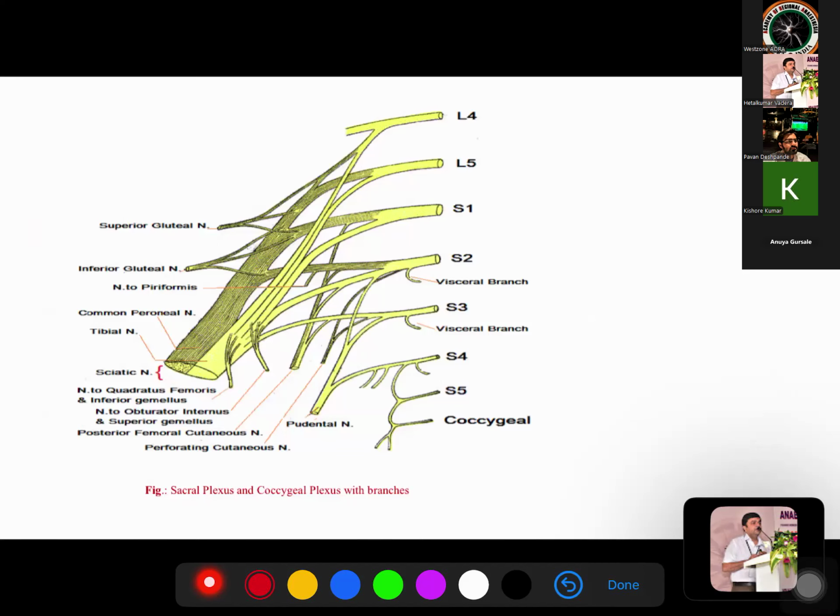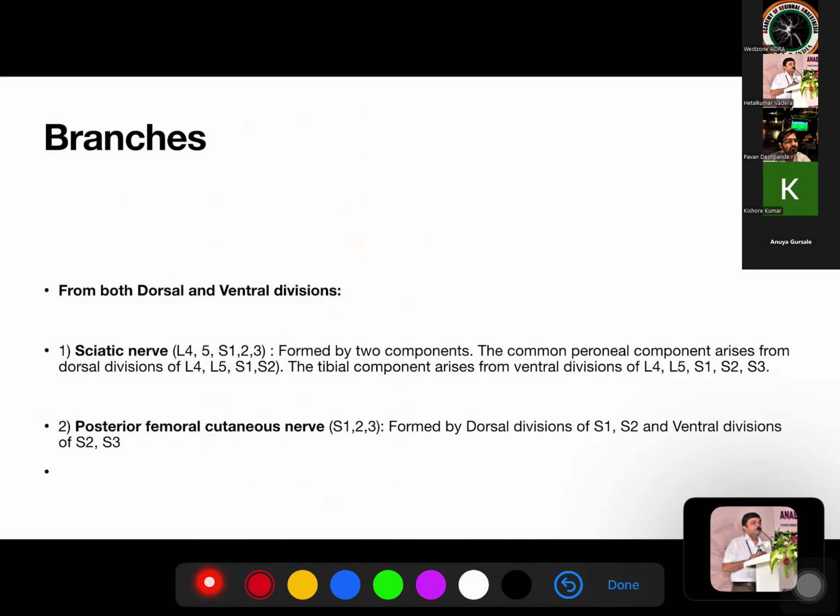So coming to sacral plexus, L4, L5, S1, S2, S3 forms the sciatic nerve. And then branches are coming from dorsal and ventral divisions. The sciatic nerve, L4, L5, S1, S2, S3, is formed by 2 components. The common peroneal component arises from the dorsal divisions of L4, L5, S1, S2, and the tibial component arises from the ventral divisions of L4, L5, S1, S2, S3.